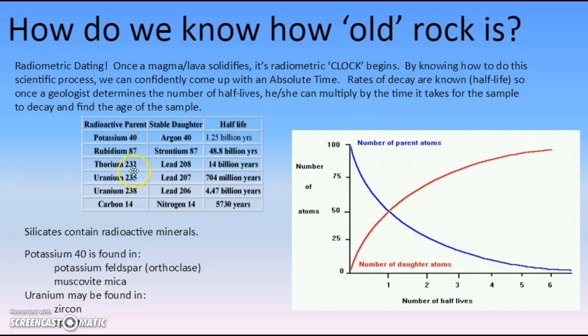Here are some examples of radioactive parents, the stable daughters, and their half-lives. When we look at rocks, silicates contain radioactive minerals. Potassium-40 is found in potassium feldspar and muscovite mica, and uranium is found in zircon and apatite. If we were to graph the flipping pennies activity, we would get a graph that reflects this very feature, the trends of these graph lines. Our parent is decreasing and the daughter is increasing.